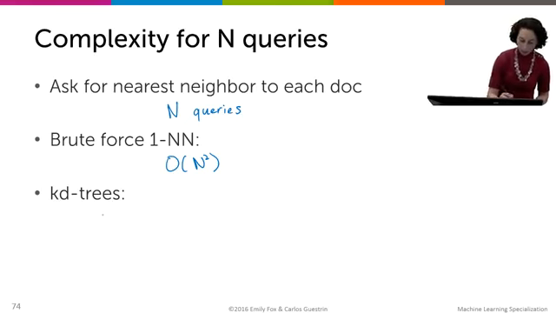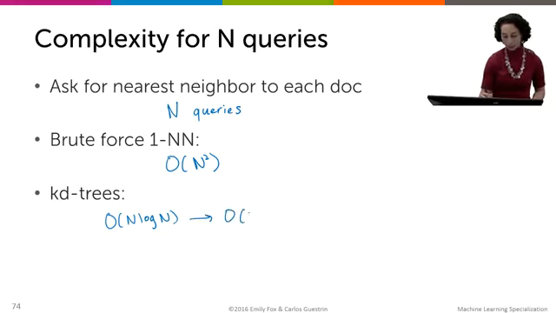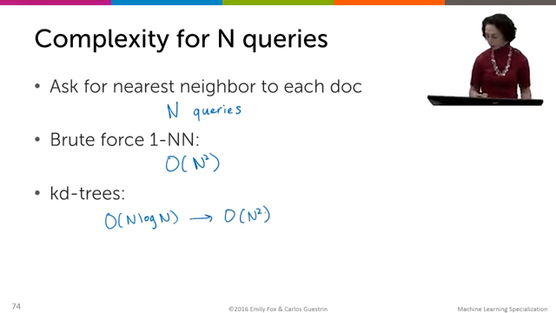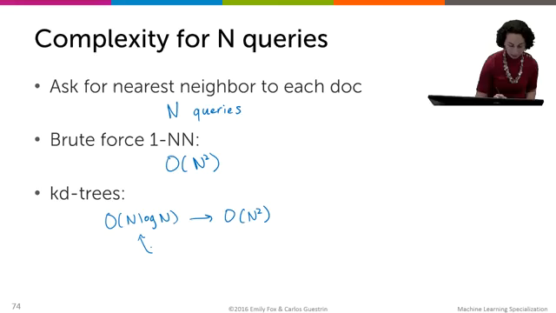But on the other hand, for KD trees, it's going to be somewhere in the range of order n log n, if we get lucky, and if we get unlucky, it's going to be on the order of n squared, just like the brute force search. But just to note, this represents potentially very large savings for large n.